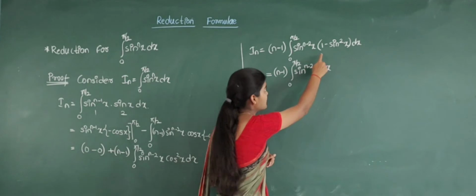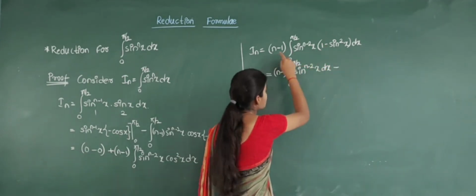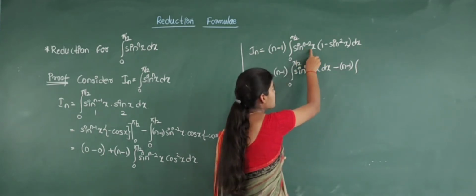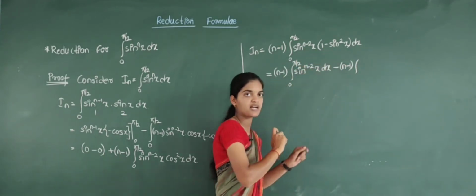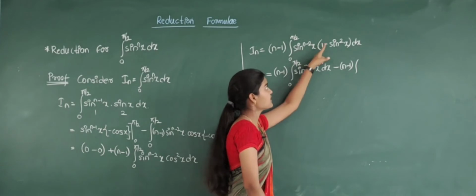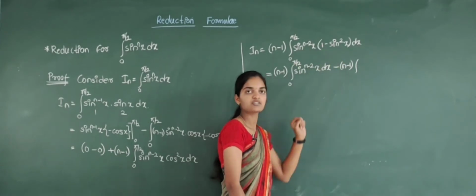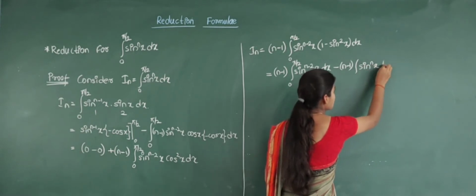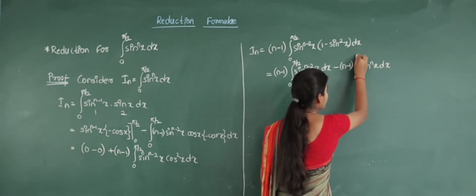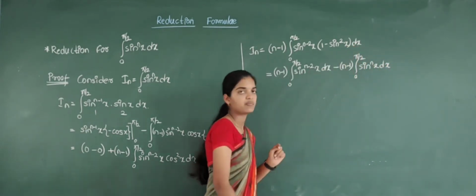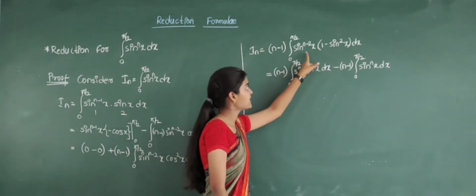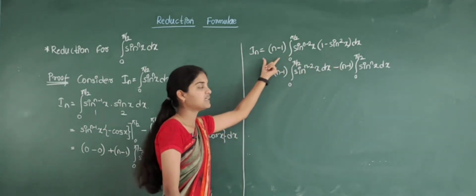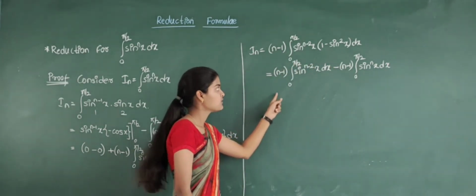Next term is again here, minus (n minus 1) integration of sin raised to n minus 2 into sin square. Again bases are same, you have to add the powers. n minus 2 plus 2 is what, n itself. So for the sin we will get the power as n, and it is 0 to pi by 2. So after multiplying this term inside, taking integration separately and multiplying this n minus 1, we will get this term.